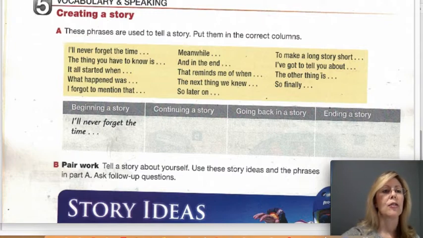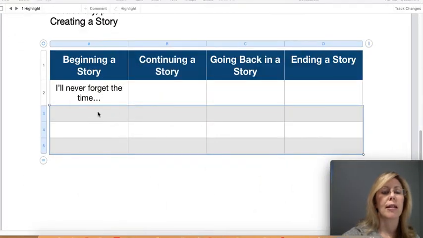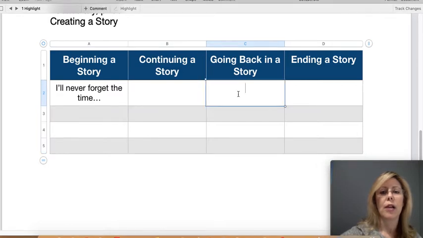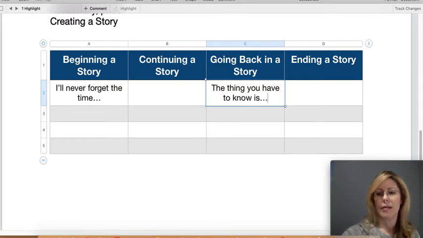All right, and actually we're going to fill in our own box here. So you can look in your book. The next one in the yellow box: the thing you have to know is. If somebody says that, we're most likely going back in a story because we have to explain something to help the listener or reader understand. So you go back and explain something. The thing you have to know is that I always get dizzy when I'm standing in a tall or high area looking down. So you're going back and explaining something, making it clear.